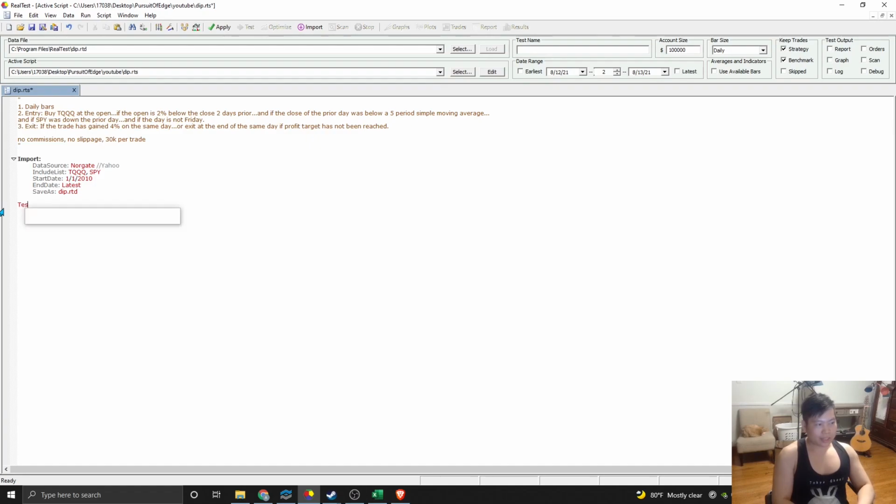Okay, so let's do our test settings now. It's pretty similar. We could just copy that, tell it what data file we want to use, give it a test name, and since we're going to bet 30K per trade, let's just give it an account size of 30K as well. And our bar size is going to be daily in this case, which is the default.